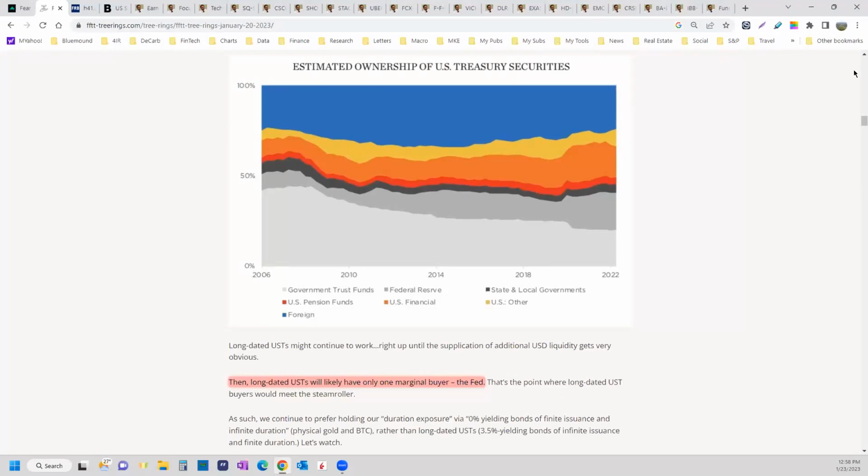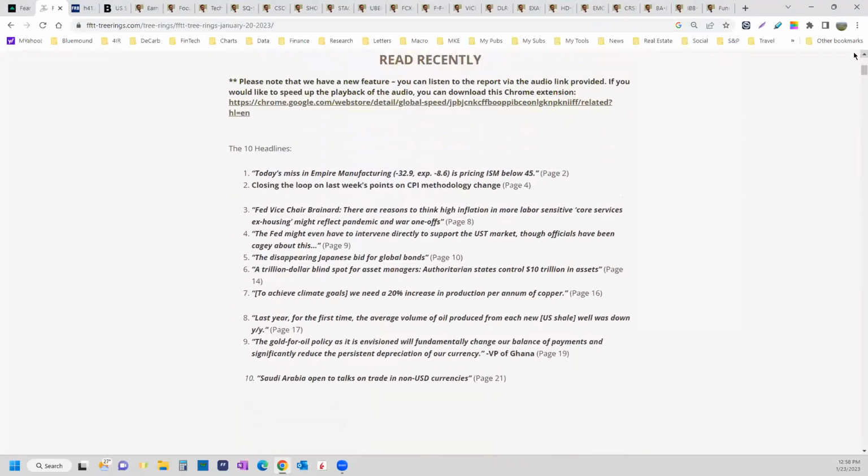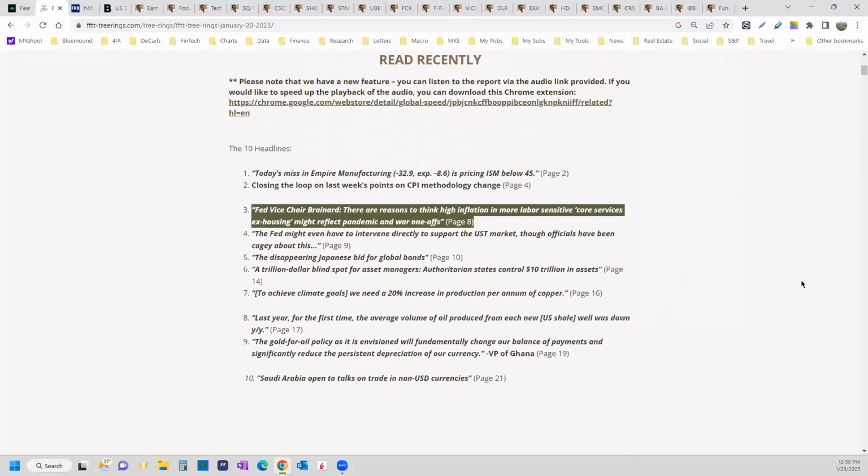And you might have had to extend that a little bit because COVID was one of these things that changed things, right? COVID was kind of a one-off thing, and I've said that for a long time. I've told you that COVID helped us pull forward a lot of the bailouts of the future. Look what Chair Brainard just said: there are reasons to think high inflation and more labor-intensive core services, ex-housing, might reflect pandemic and war one-offs. COVID and Russia invading Ukraine are one-offs that skewed things, but didn't change the fate of history.